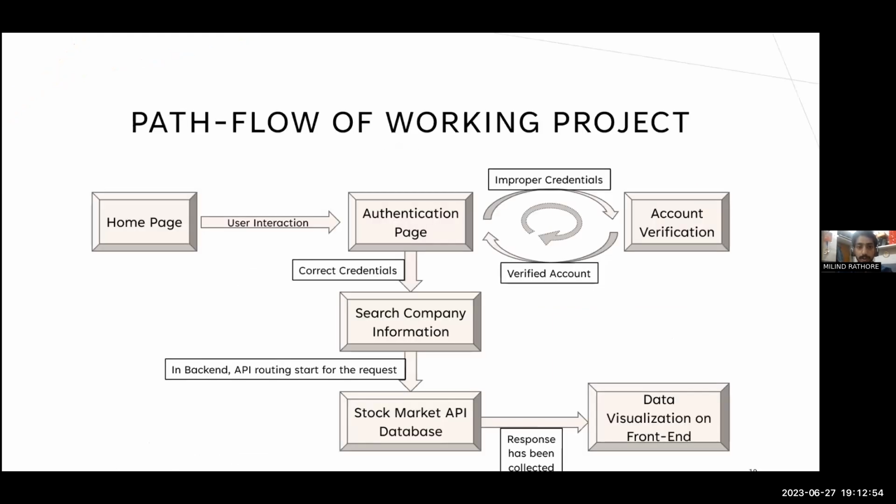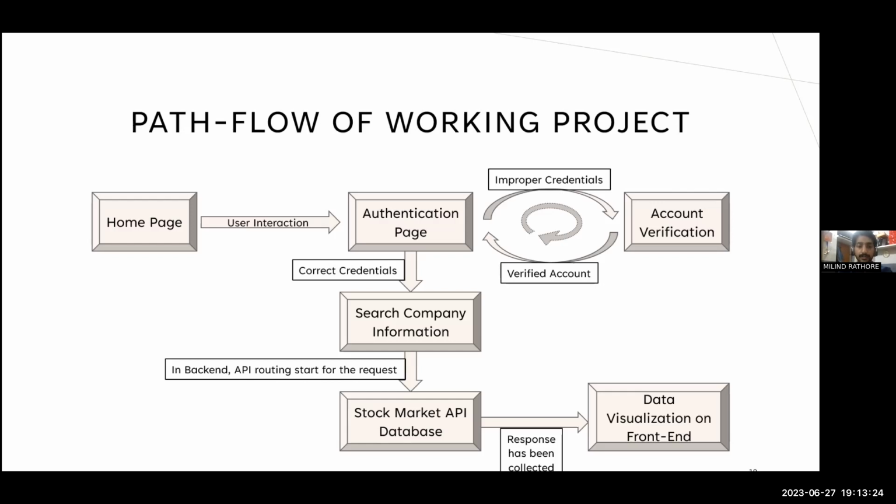Now we move on to the path flow of our working project. At first, we interact with the homepage or authentication page, then fill in our credentials. If not, then one should go for sign up and create his or her account after verification mail sent to his or her Gmail account, then they would log in. Then the investor goes to the search box, types a company name, and presses the search button.